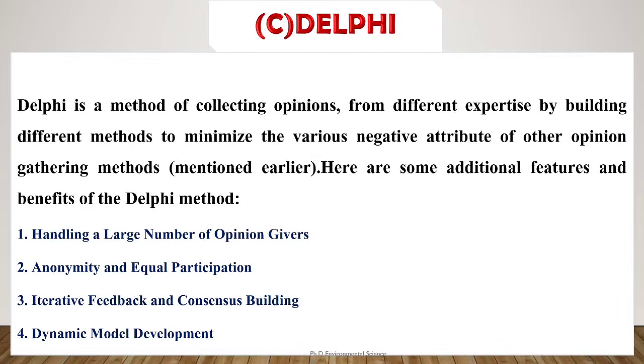Third is iterative feedback and consensus building. This method involves multiple rounds of data collection and feedback. In each round, the participants are provided with summaries of the group's opinions, allowing them to reconsider and refine their own opinions based on the collective input. This iterative process fosters consensus building and convergence of opinions over time. Fourth is dynamic model development. This method can be used to collect opinions and information that can be incorporated into dynamic models.